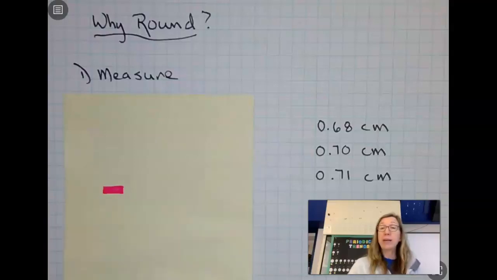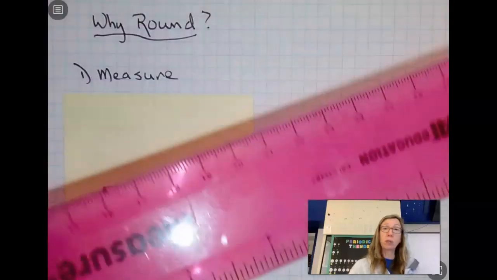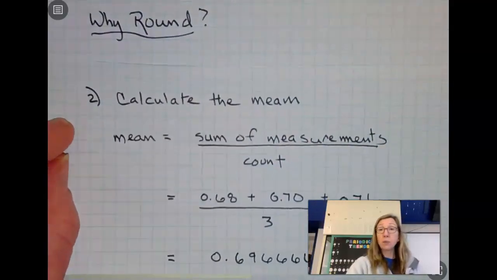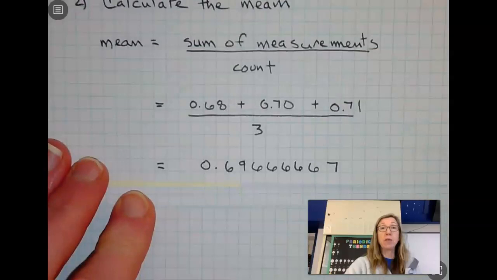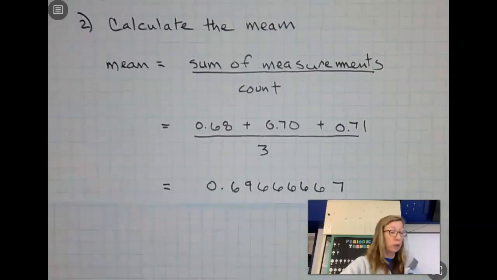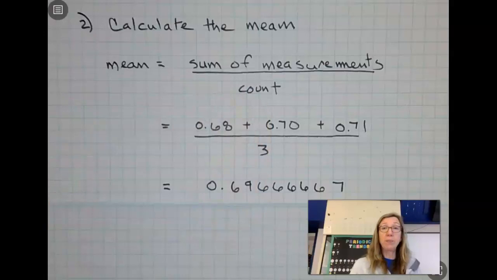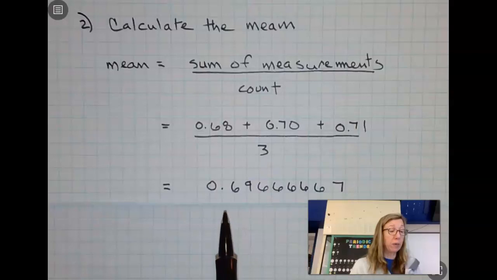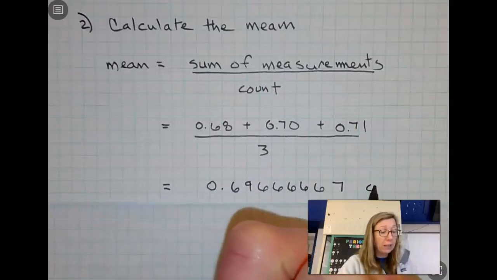We know there's a little bit of error inherent in all measurement, and that we don't have the most precise instruments. So in order to improve our accuracy, and to become closer to the true value, we take a lot of measurements and then we find the mean, which you did in middle school. You took the sum of all the measurements and then divided it by the count. So we took all three measurements and divided by 3, and this is what we got for an answer.